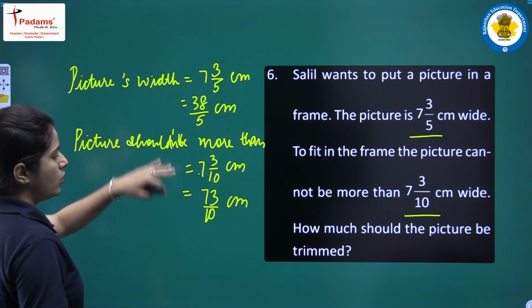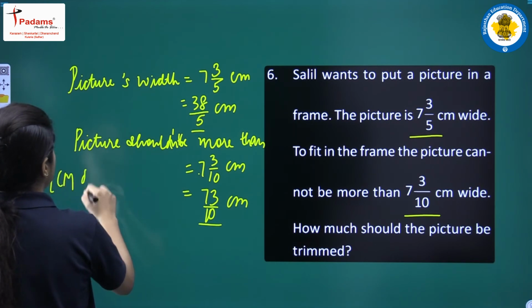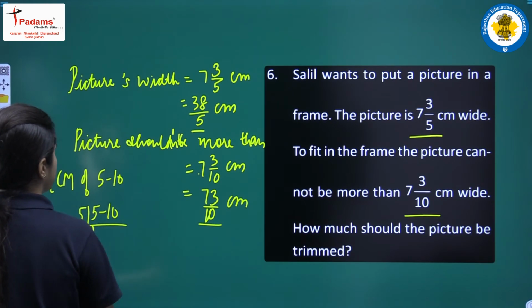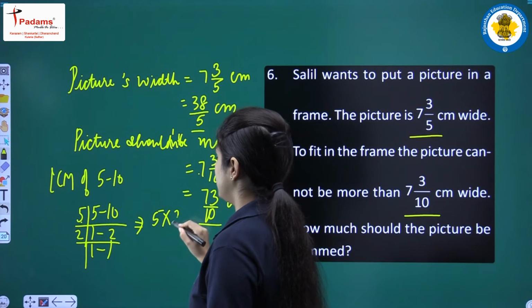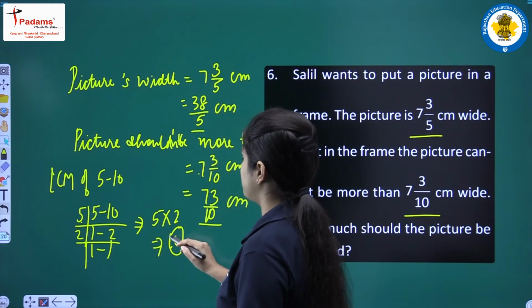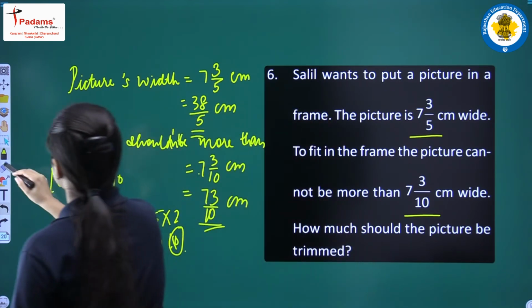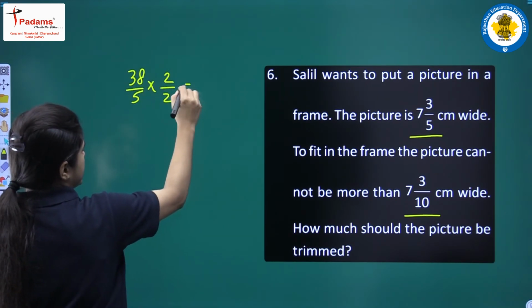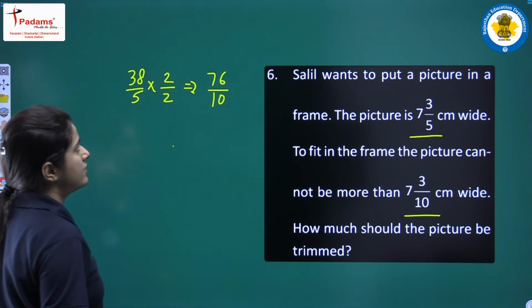Alright students, now the denominators of these two are not the same, so we have to make the denominators the same. So for the denominators 5 and 10, 5 into 1 is 5, 5 into 2 is 10. So the LCM of 5 and 10 is 10, okay. So you have to make the denominators of these two equal to 10. So for this 38 upon 5, you have to multiply by 2 by 2 so that its denominator can be 10, okay. 38 into 2 is 76 upon 10.